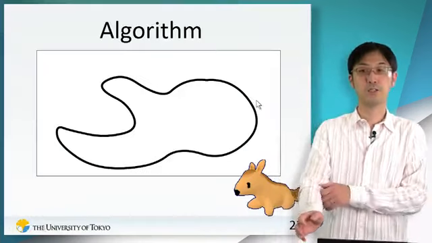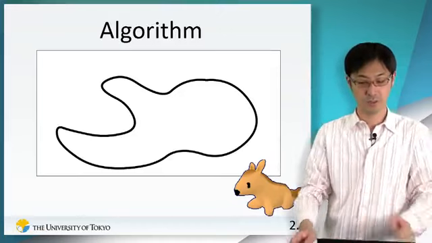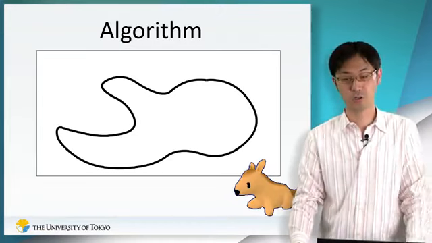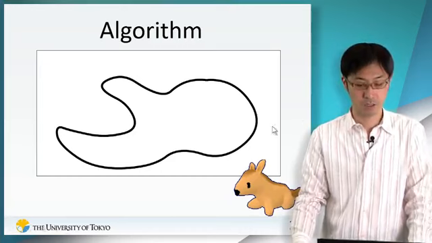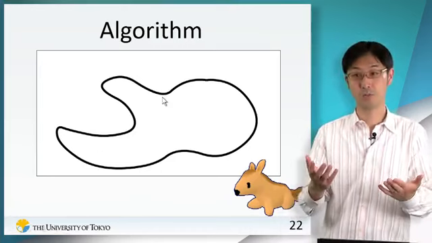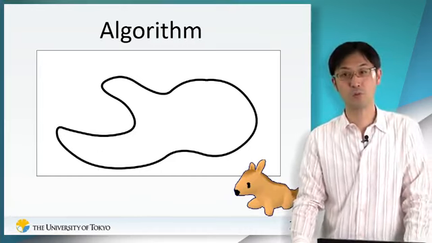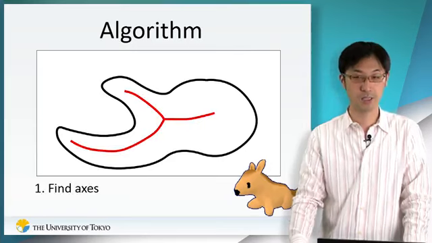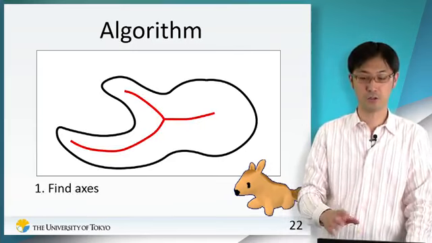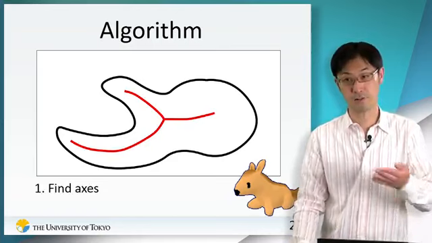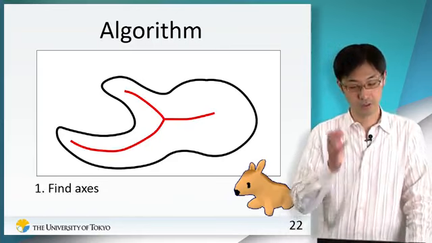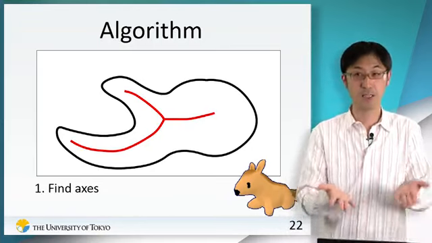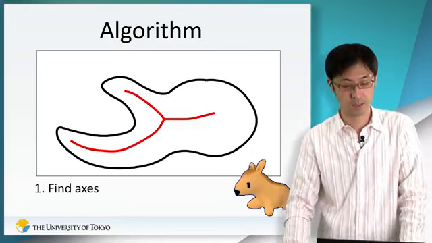So let me describe the algorithm a little bit. Here's an overview of the algorithm of inflation. This is 2-dimensional user input. The first thing the computer does is identify an axis or skeleton of this closed domain, the center line. After computing this center line or axis, we lift it, raise it in this way.